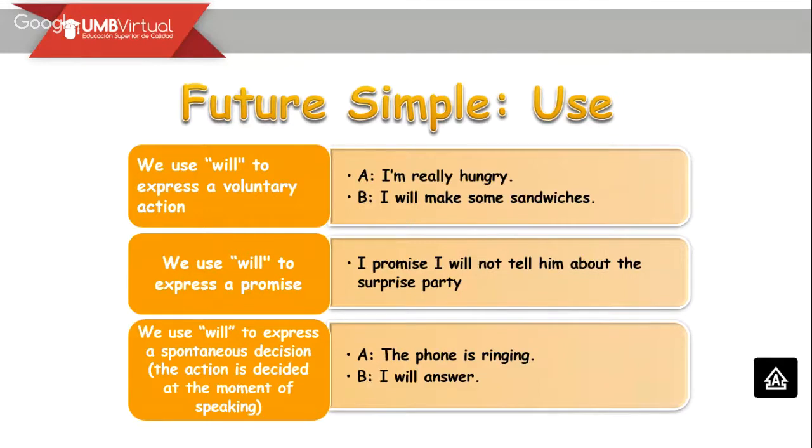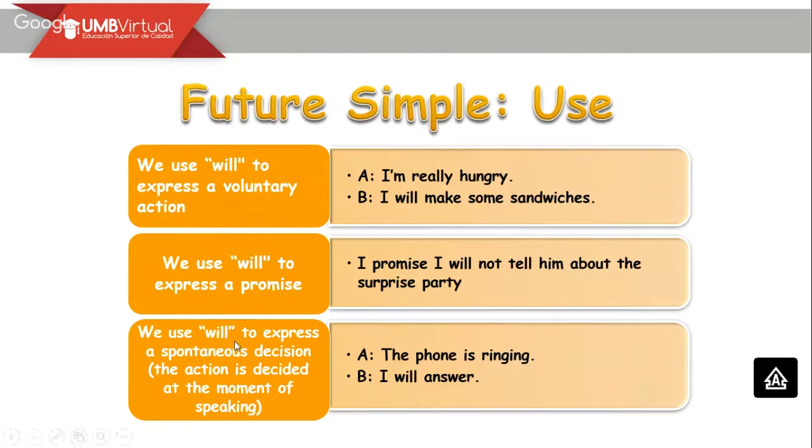All of them. We use will to express a promise. Cuando estamos hablando de promesas, también utilizamos el will. I promise I will not tell him about the surprise party. I promise I will take the bus as soon as I finish my work. Yeah, right there. Okay. Recordemos que en inglés, para utilizar la parte negativa, hay dos opciones. We can use I will not or I won't, right? That is W-O-N apostrophe T. Both of them are correct.